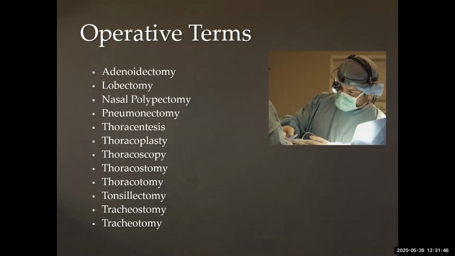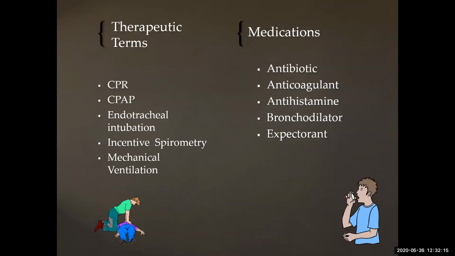Thoracoscopy would be using the scope to view inside the pleural cavity. And then thoracostomy, surgical opening of the chest, usually to insert a tube. Thoracotomy is incision into the chest. Tonsillectomy, removal of the tonsils. Tracheostomy is an operation to make an opening in the trachea to insert a tube, versus a tracheotomy is just incision into the trachea. So that S can make a difference.